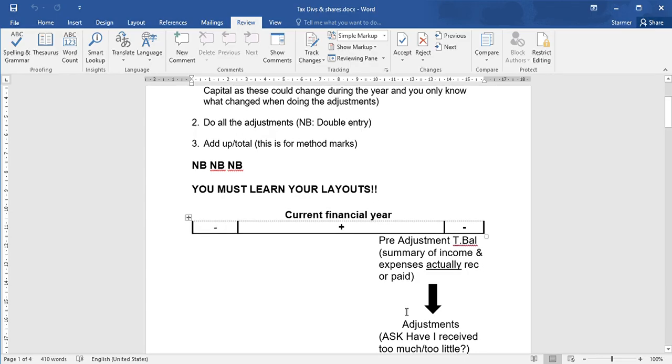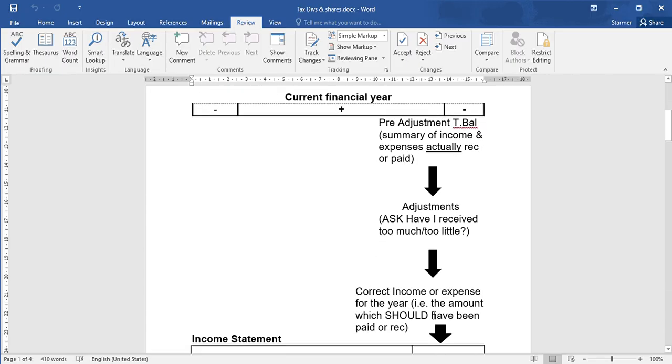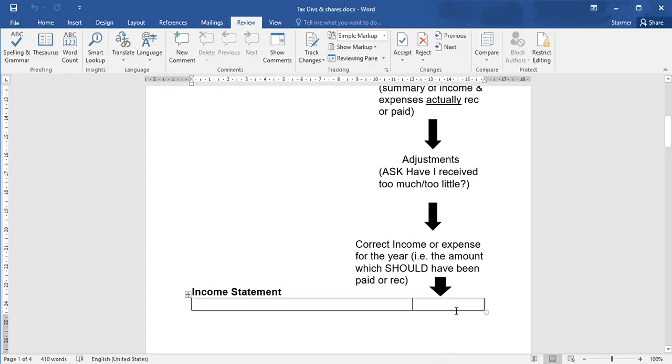to make adjustments. When you make adjustments, ask yourself, have I received too much or too little? If your answer to the question is too much, you're going to subtract the extra. If your answer to the question is too little, you're going to add in the missing amounts. Now once you've done those adjustments, then the amount that you then calculate is your correct income and expense for the year. In other words, the amount that should have been paid or received. And you must remember that that must end up in your total column in your income statement.